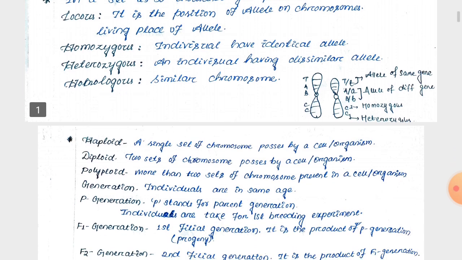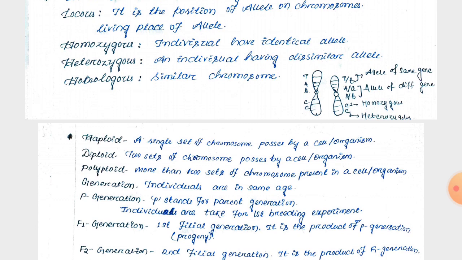Then what is a locus? A locus is the position of an allele on a chromosome. Let's say the X chromosome. In the X chromosome, where is my allele A? This is the position of an allele on a chromosome. This position is called the locus. You may call it the home of an allele on a chromosome.